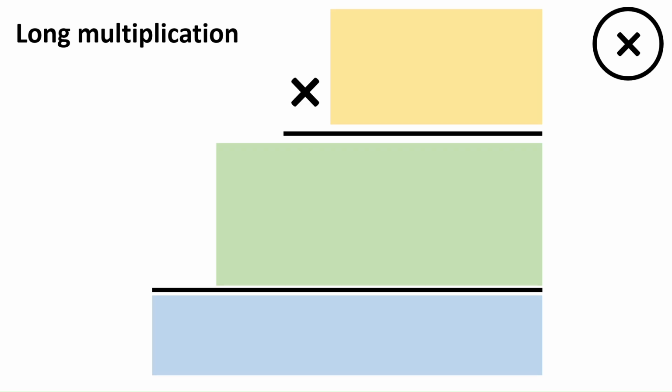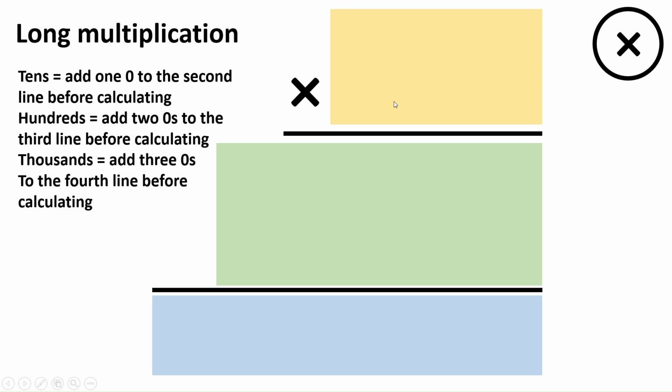So, just to go back on what I said about this method, probably the most confusing part, it was for me, is that if any of this bottom number has tens, then we're going to add 1 zero to the second line before calculating. If it has any hundreds, we're going to add 2 zeros to the third line before calculating. If it has thousands, we're going to add 3 zeros to the fourth line before calculating, and so on and so forth.